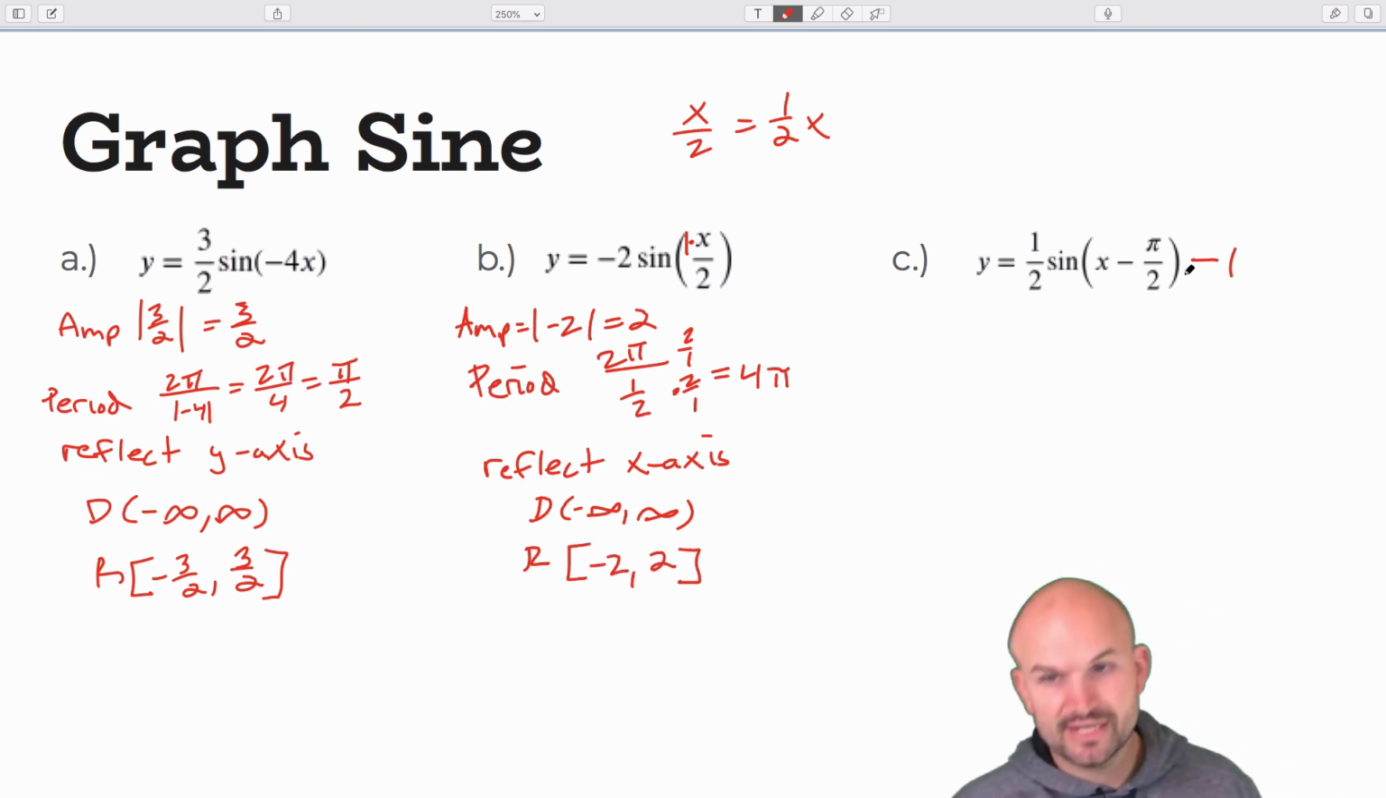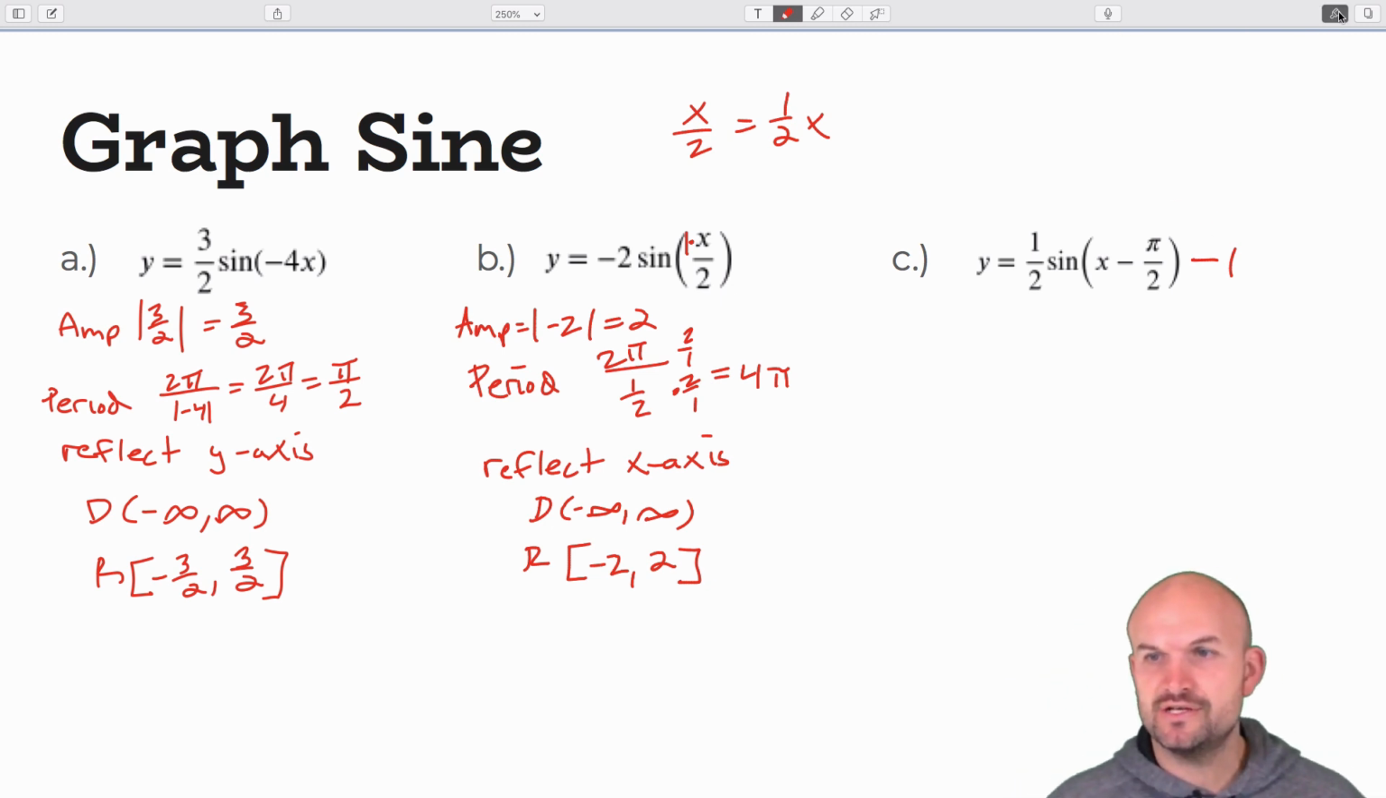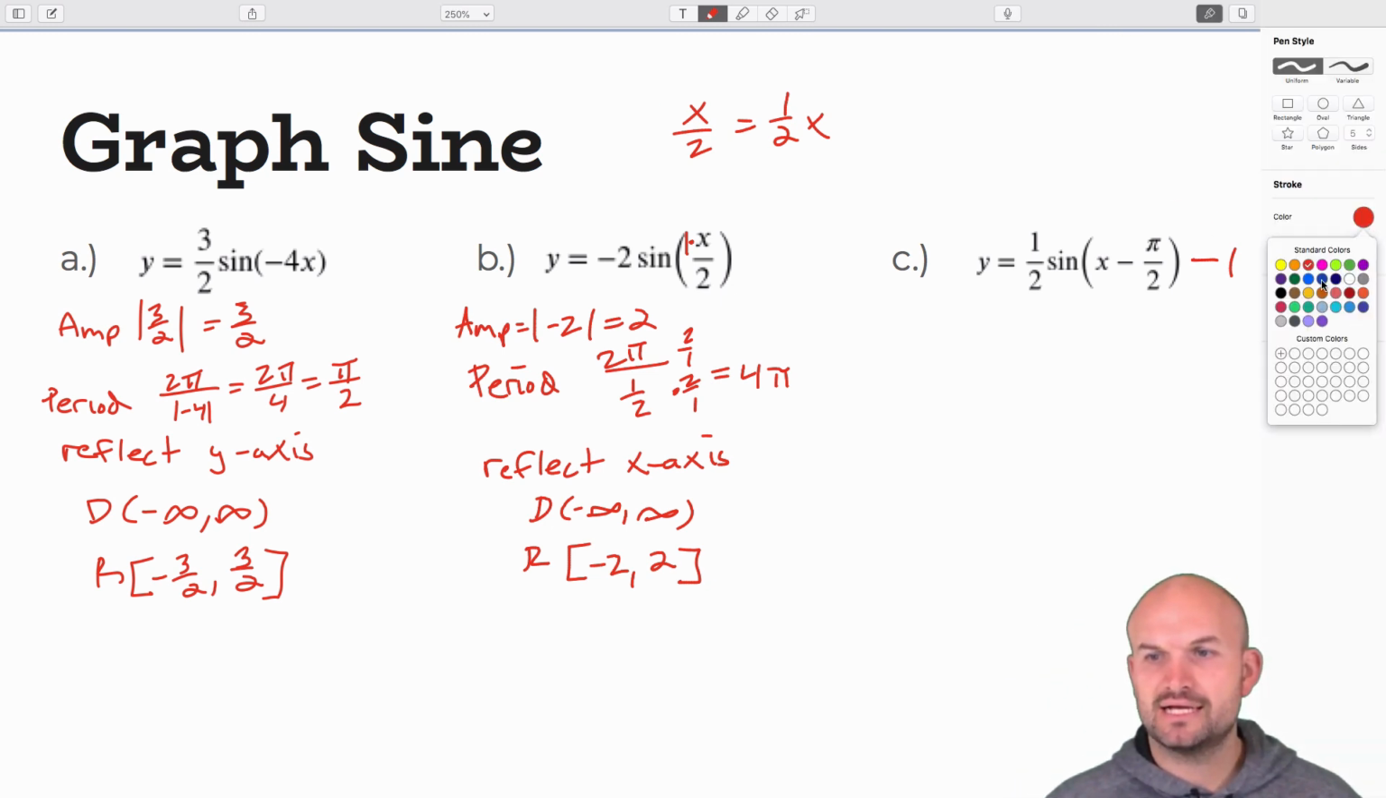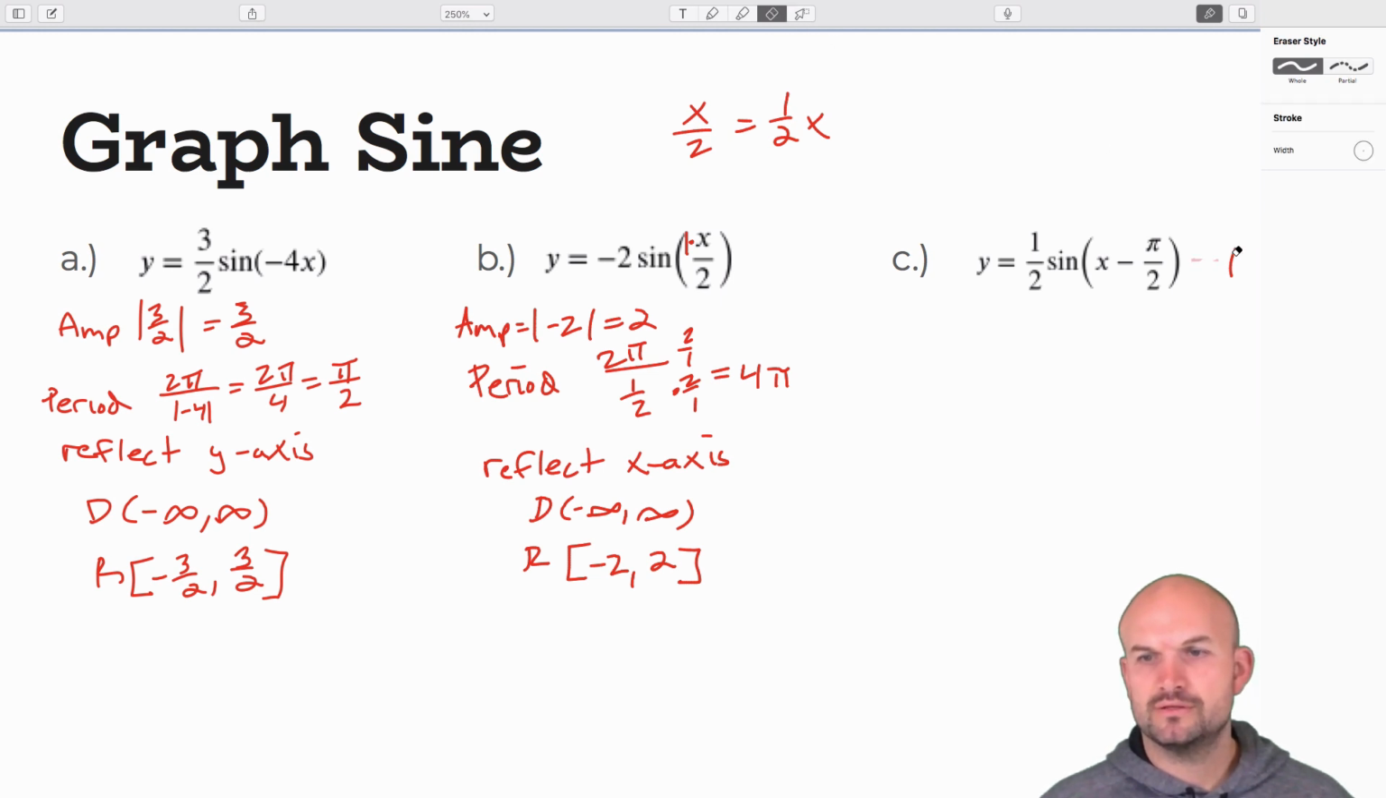All right, last one here. Again, I'm adding this shift. Actually, you know what? Let me change that to a black, just so I can remember this shift here.